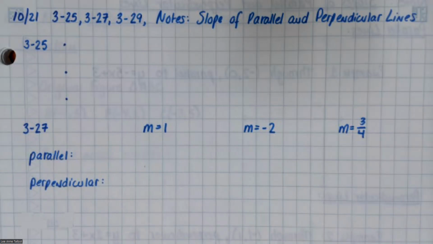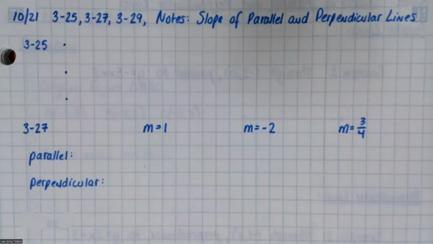The first is parallel. So parallel things are like this, right? Parallel. And then perpendicular is like this at 90 degrees. So parallel, perpendicular. Those are the two words you need to know today to understand what we're doing.